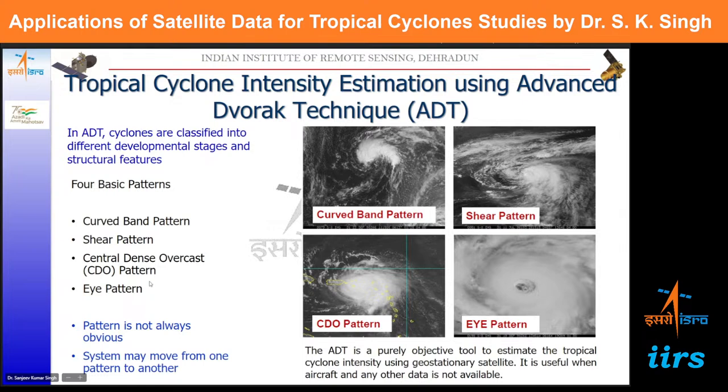And another pattern is the central dense overcast pattern. The central dense overcast pattern describes the region of dense cirrus cloud that is the core of the tropical cyclone, which is sometimes observed in a stronger tropical depression, tropical storm, and weak cyclone also. The eye pattern is when the eye is clearly visible, then we call it the eye pattern.